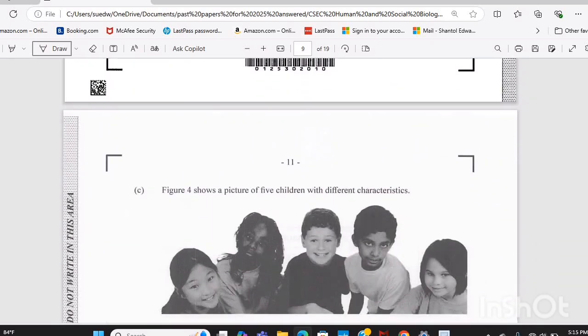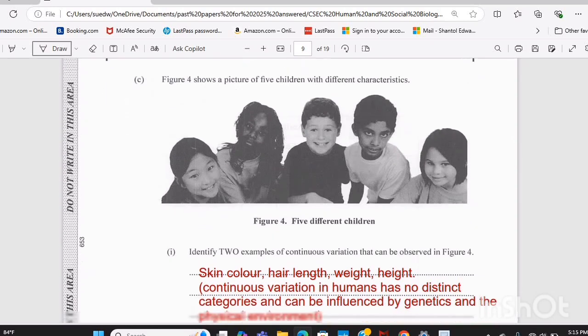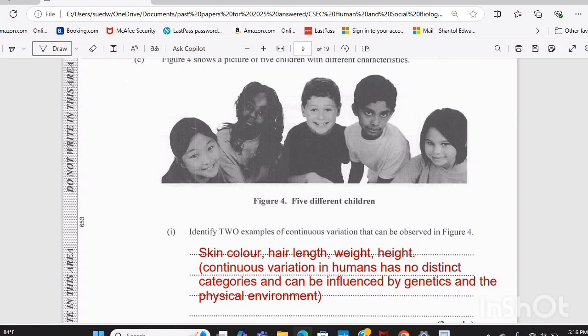Now, they have also given a picture in this question. It says, identify 2 examples of continuous variation that can be observed in figure 4. Now, continuous variation in humans has no distinct categories, right? And it can be influenced by genetics and the physical environment. So if you're looking at a picture, you are looking for the characteristics that you cannot definitely say, this is it, this is it, this is it. And you cannot say that it is just influenced by the genes of the child or the person, but it can also be influenced by the physical environment.